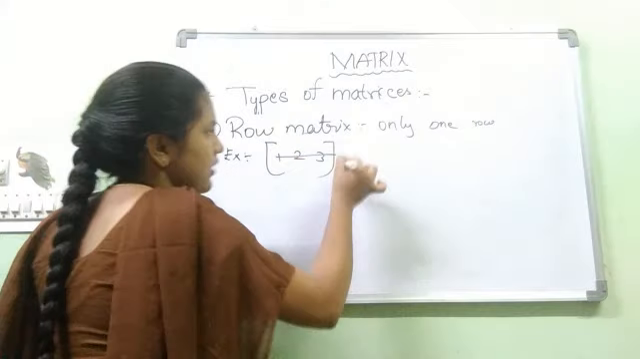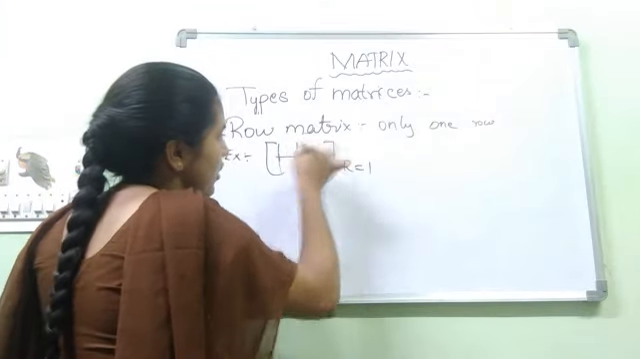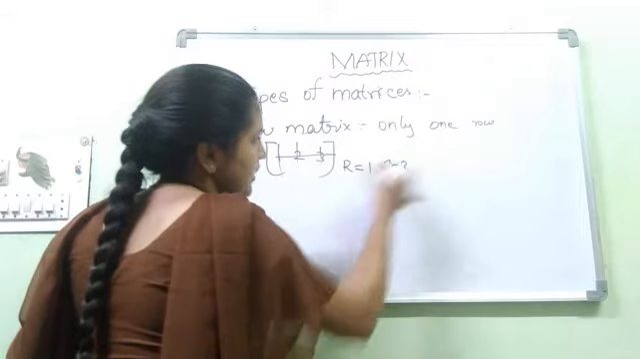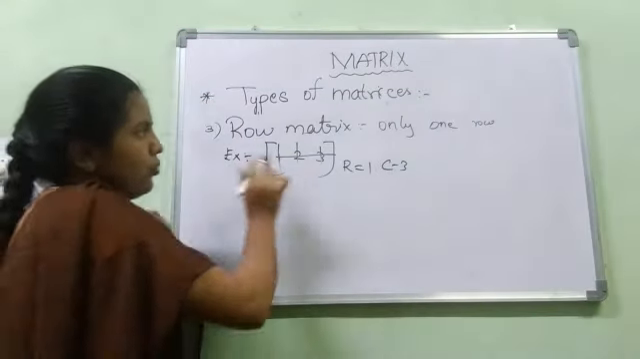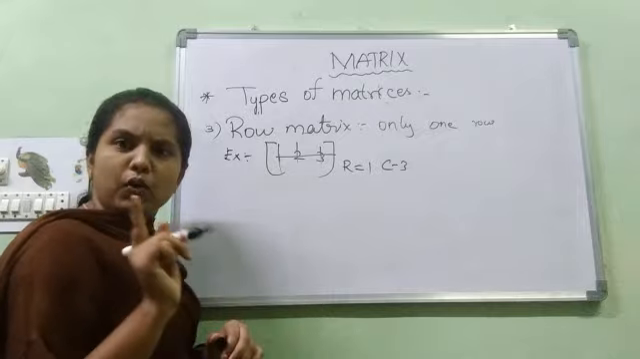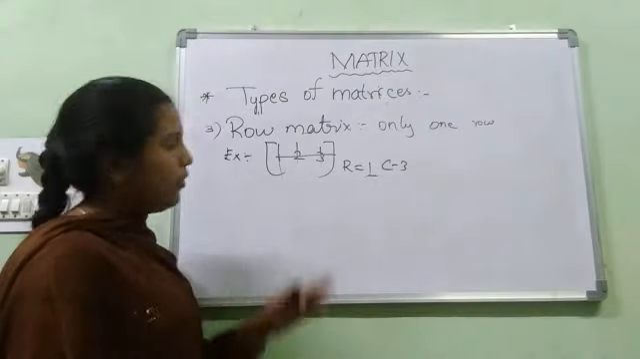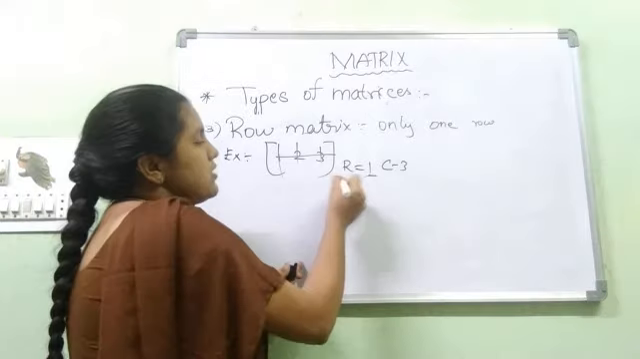Count how many rows are there. Only one row. So R equal to 1, and columns are 3. So column equal to 3. Here, for row matrix, what is the property? It should contain only one row, right? Here the number of rows is 1. So the order of the matrix is 1 into 3.